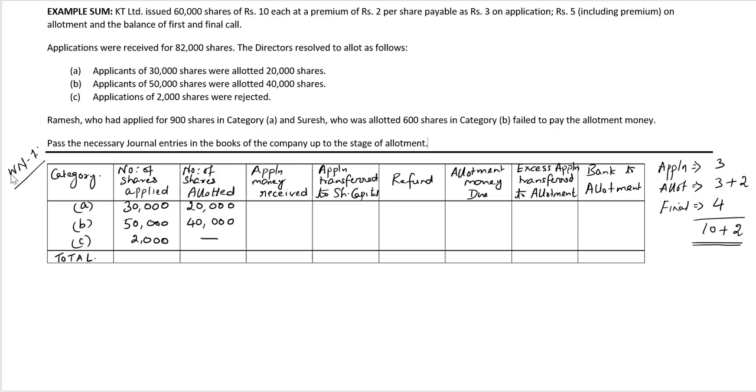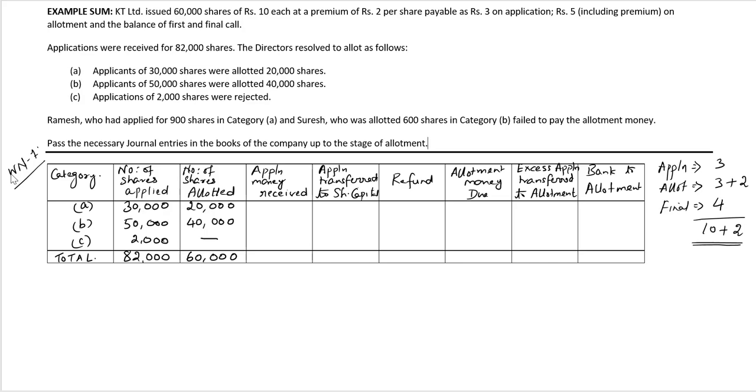Let's check out the total. Total of number of shares applied is 82,000, and it matches with the question which says applications were received for 82,000 shares. Number of shares allotted is 60,000 shares in total, which is equal to the number of shares which has been issued by KT Limited. We'll go on to complete the table.